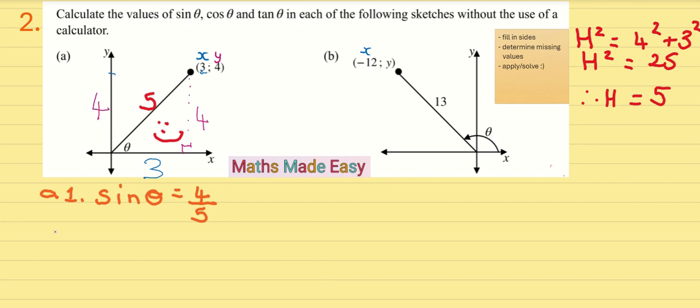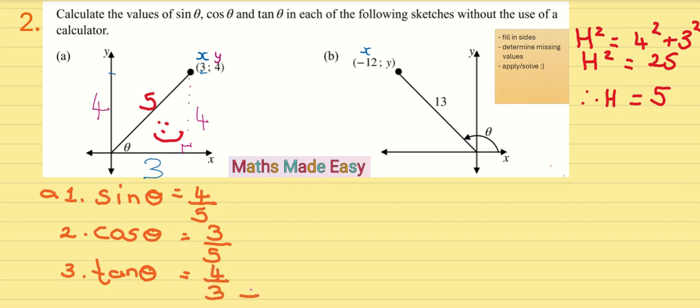And then A2, they ask us for the cosine of theta, which we can easily do. So cosine theta, which is adjacent over hypotenuse, is going to be the blue over the red, which is going to be 3 over 5. And then finally they want the tangent of theta, which is O over A. So tan theta is going to be the pink over the blue, which is 4 over 3. And that is it. Easy peasy lemon squeezy.